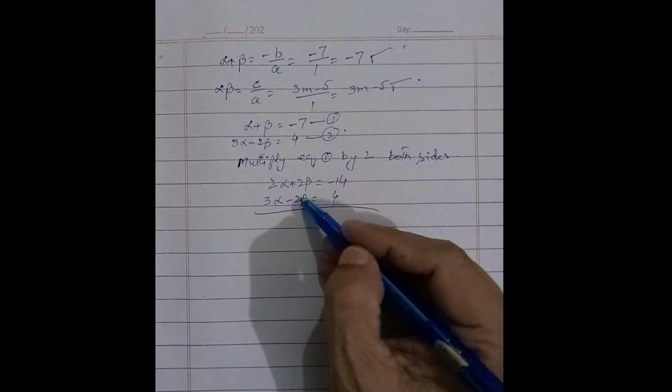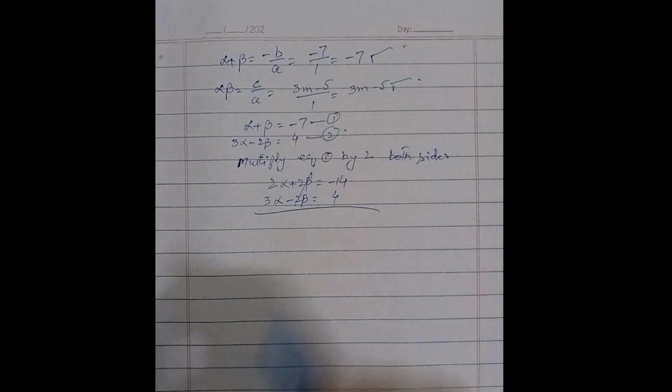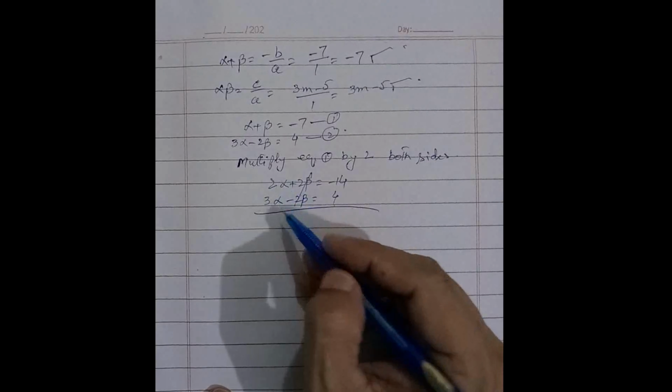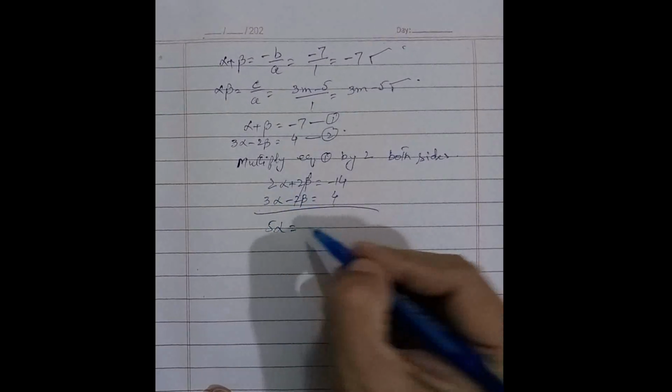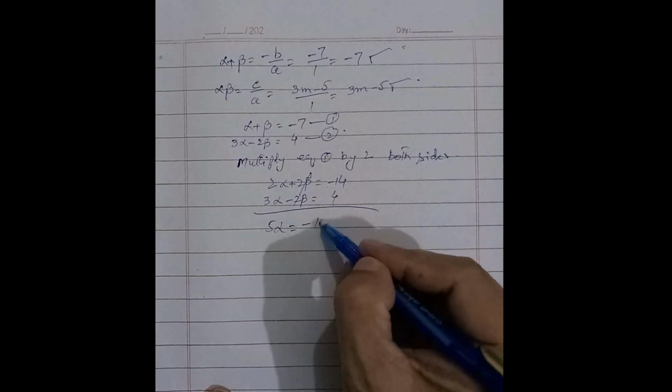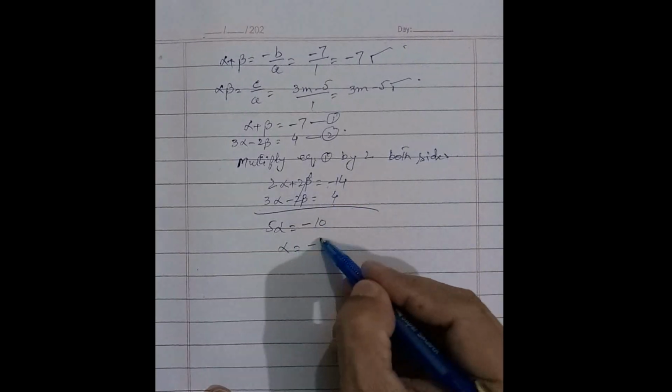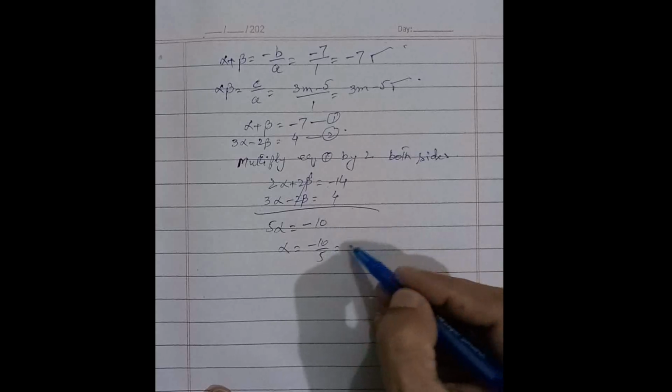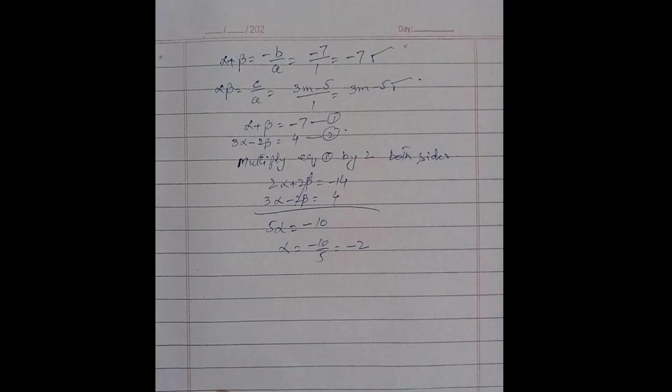2 beta and minus 2 beta cancel each other. The remaining values are 2 alpha plus 3 alpha. We get 5 alpha is equal to minus 40 plus 4, we get minus 36. And alpha is equal to minus 10 over 5, which is equal to minus 2.